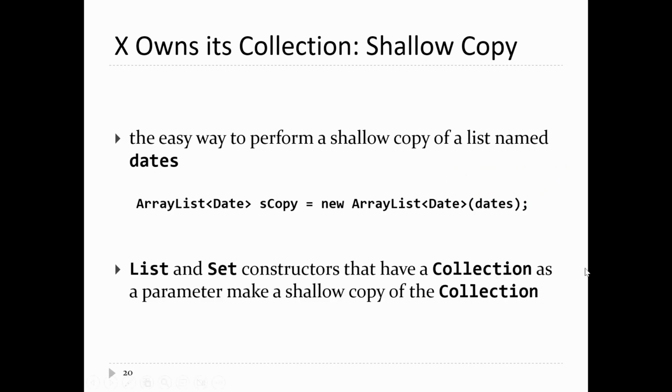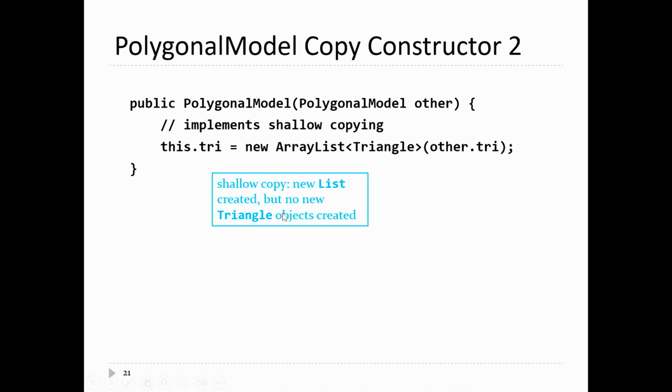Just call the copy constructor. The copy constructor for lists and sets makes a shallow copy of the list or set. So when I use the copy constructor to copy the list dates, the resulting list is already a shallow copy. So you get a new list, but the elements in the list are references to the same objects as the original list. The same is true in a map. If you have a map and you copy another map, you end up with a shallow copy of the other map.